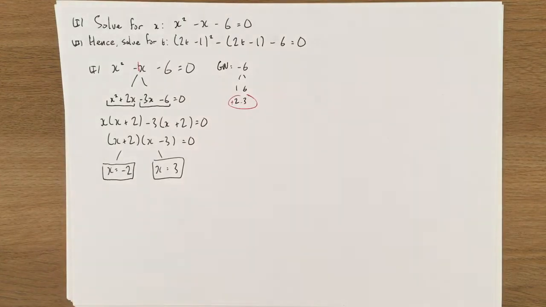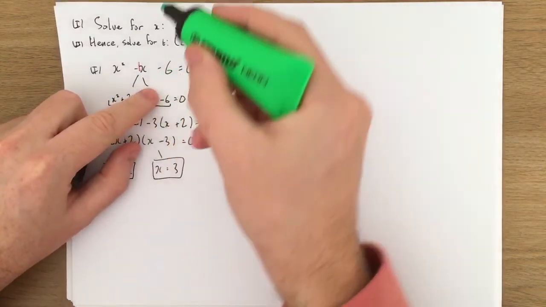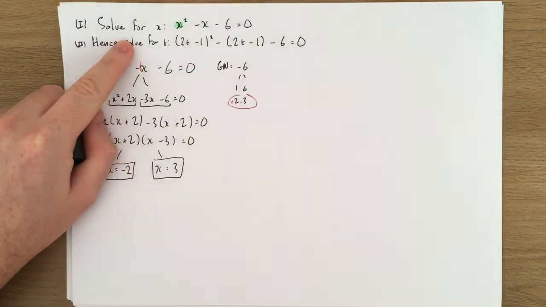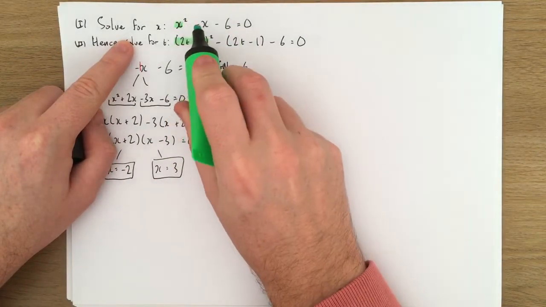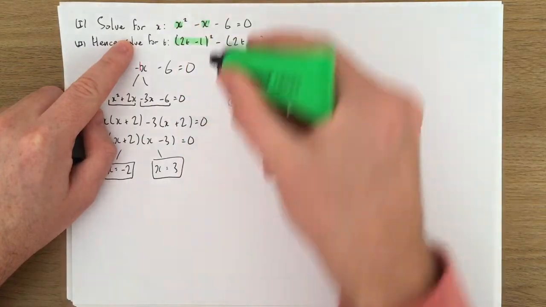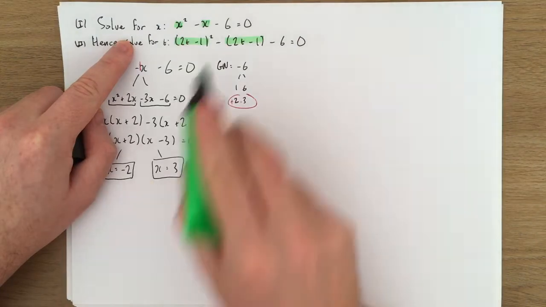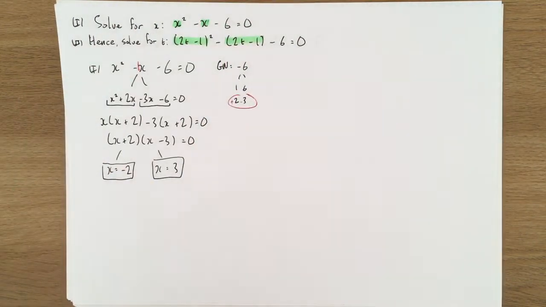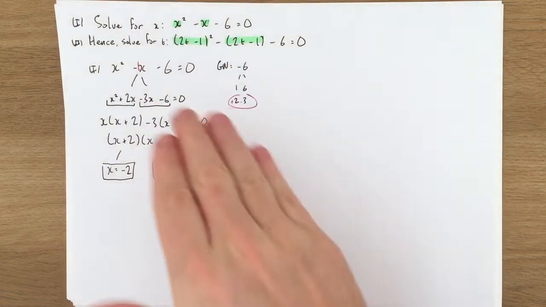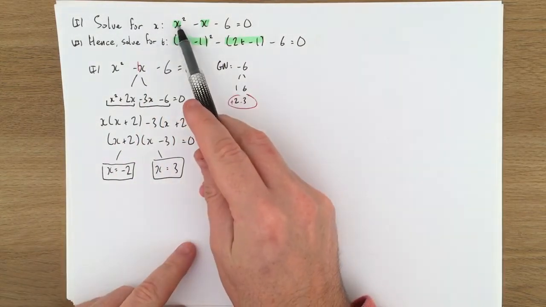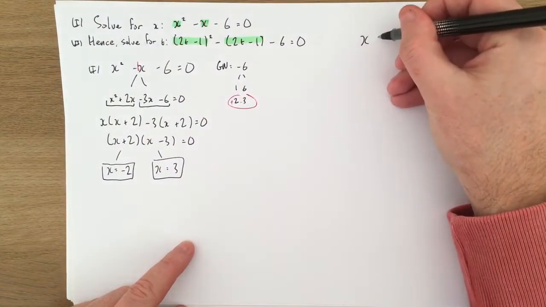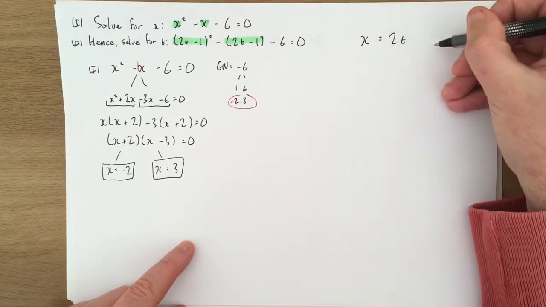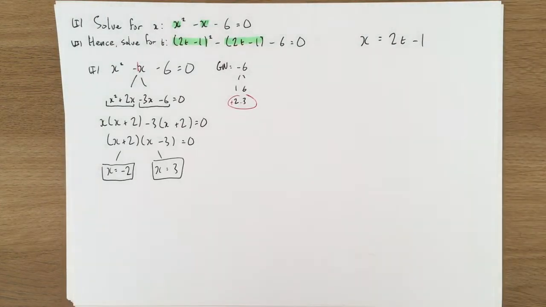If you look at the quadratics in part 1 and part 2, you will notice that they are very, very similar. So here I have got x squared minus x minus 6 equals 0. Here I've got 2t minus 1 squared minus 2t minus 1, minus 6 equals 0. So they are very, very similar. The only difference being, wherever I have an x here, I have a 2t minus 1 here. But what that tells me is x is equal to 2t minus 1.